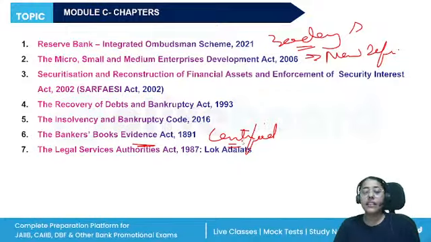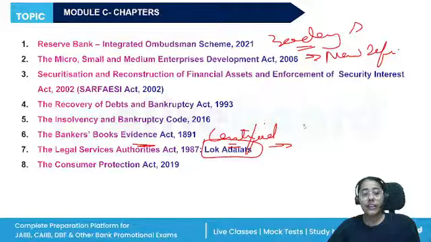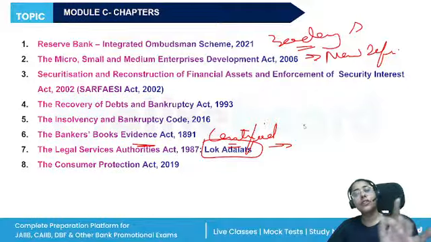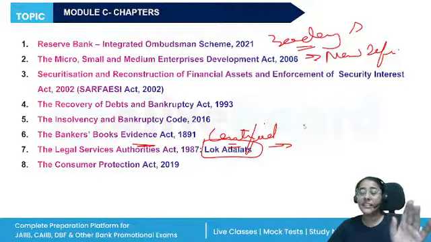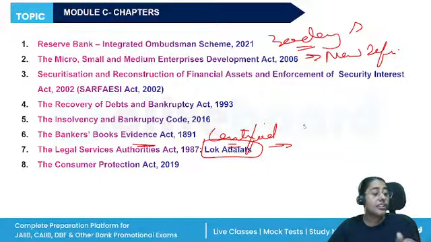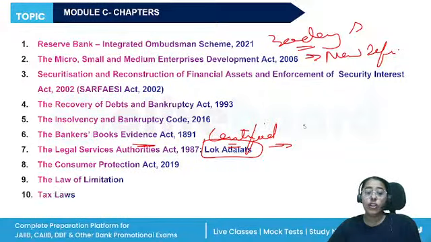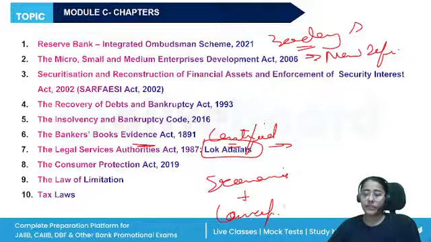Then Legal Services Authorities Act, under which the Lok Adalat is formed, the cases that can be dealt by the Lok Adalat. Consumer Protection Act, there is the Dispute Redressal Council, commissions are there at the central, state, and district level. What is the jurisdiction of each of the commission? The law of limitation and tax laws. These are there in your module C. Module C, you will see a mix of scenario based questions, as well as there will be some concept based questions like multiple selection MCQs. These will also be there.